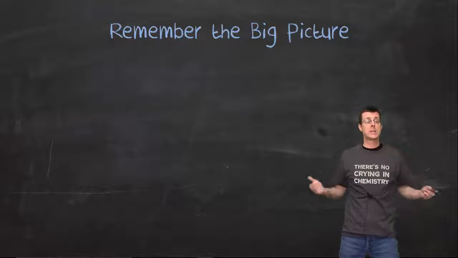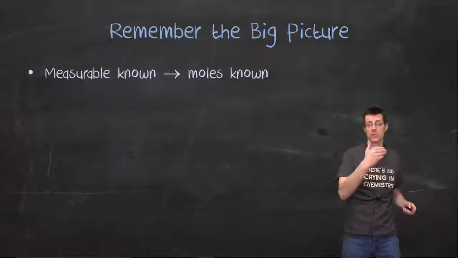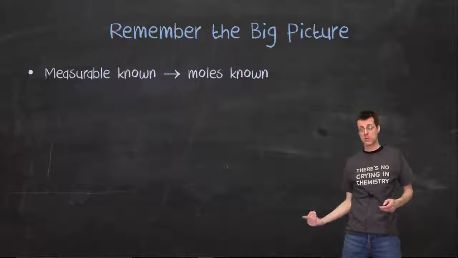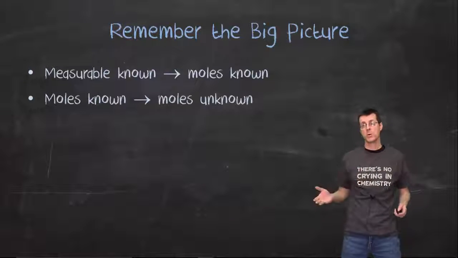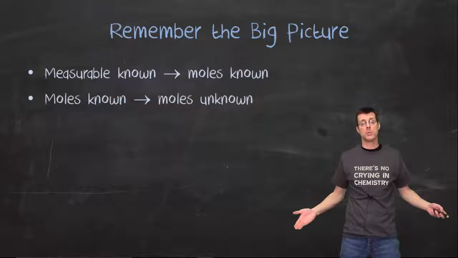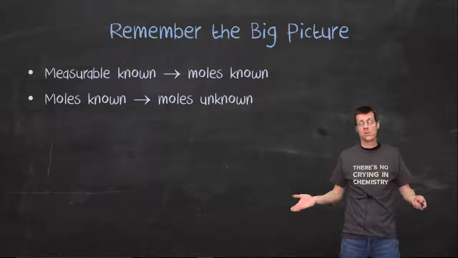Okay, we need you to remember the big picture of stoichiometry, because the big picture of stoichiometry is going to be the same. All we're going to do is change some of the details, because the whole idea of going from some measurable thing to numbers of moles, that's going to change, because we're now talking about solutions. Going from moles to moles, well, it doesn't matter what form those moles are in, solid, liquid, or gas. Getting them from moles to moles is the same.